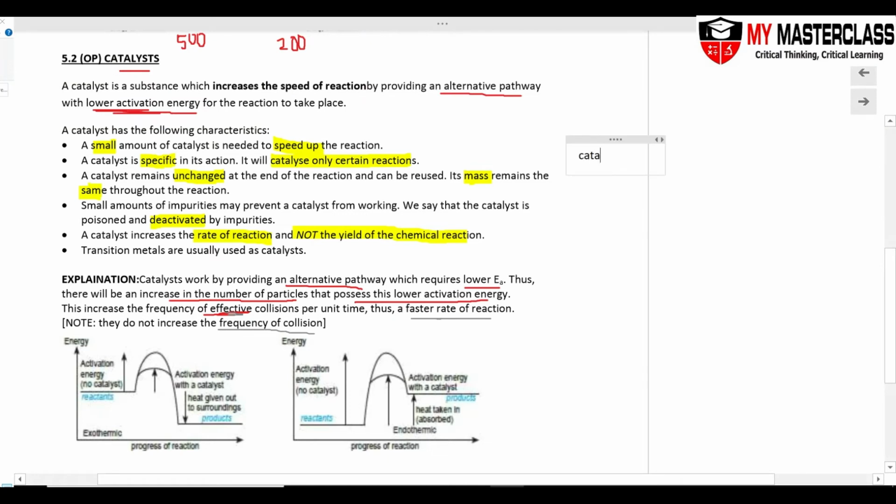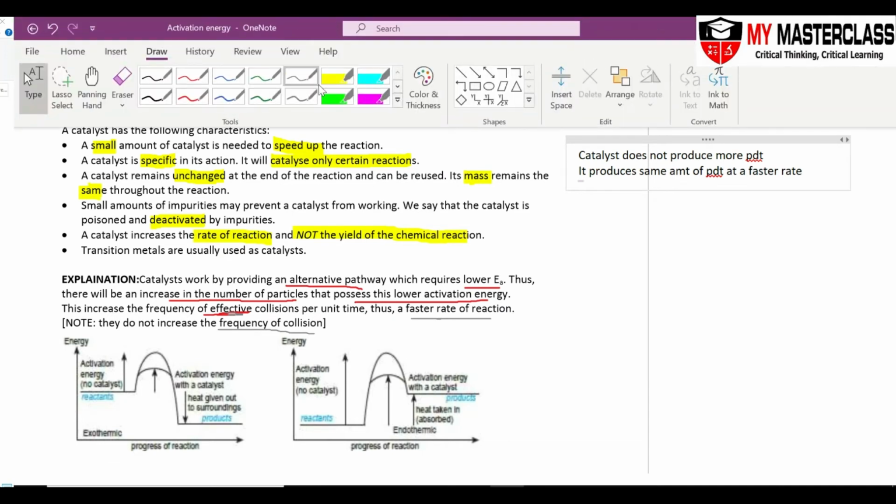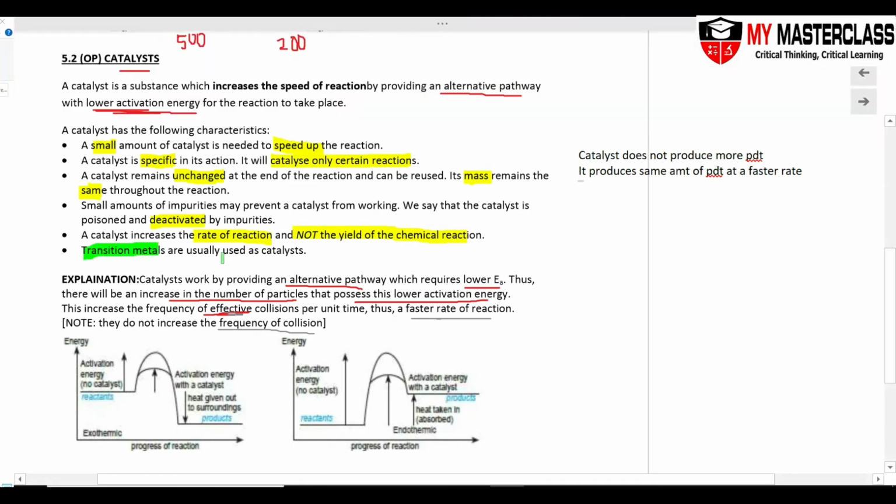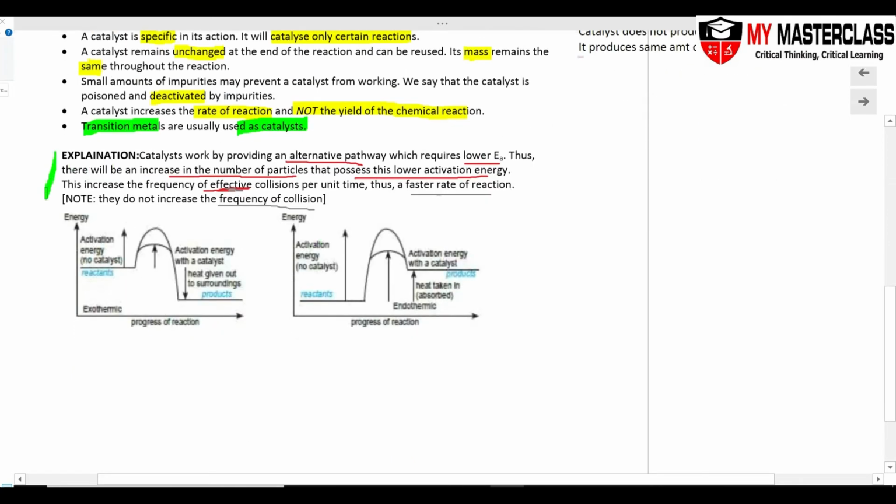Okay, to repeat myself: a catalyst does not produce more products. It produces the same amount of product at a faster rate, so a shorter time taken. And it's important: transition metals are often used as catalysts. Okay, so this is my catalyst explanation. Remember, take note, it doesn't increase the frequency of collisions, only the effective collisions.